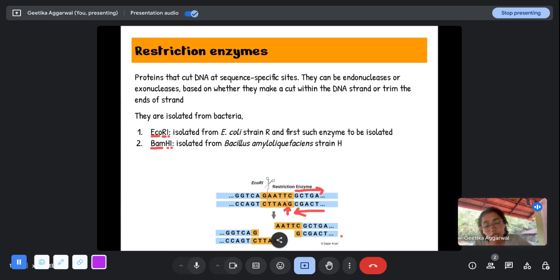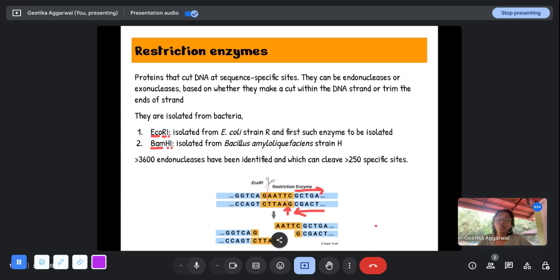More than 3,600 endonucleases have been identified so far, and they can cleave more than 250 specific sites within the DNA.